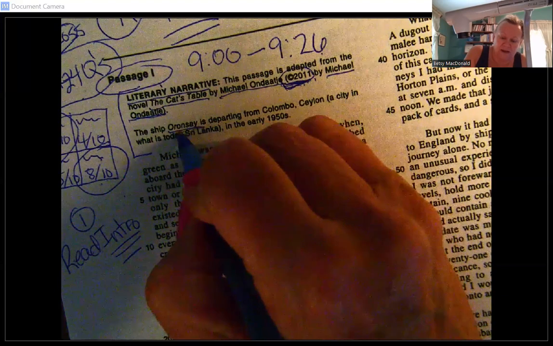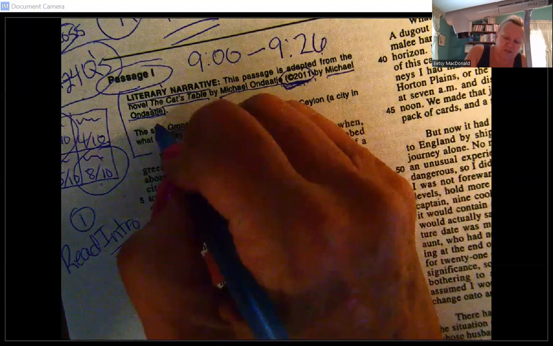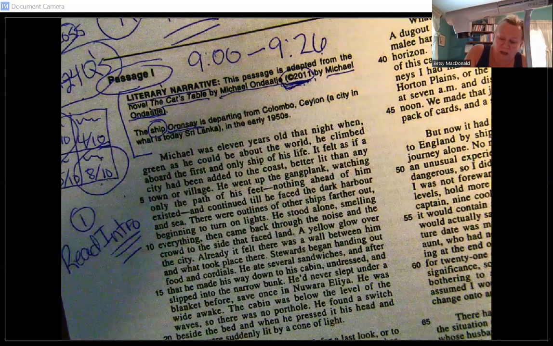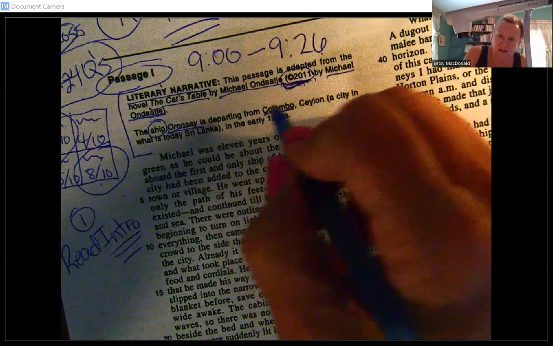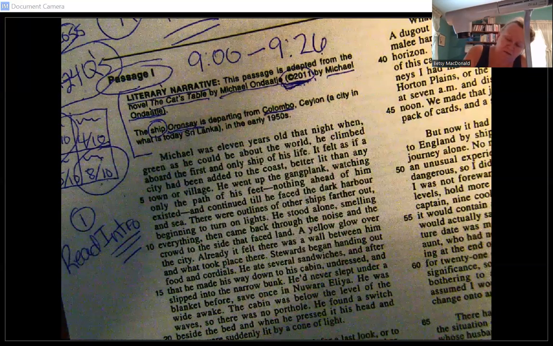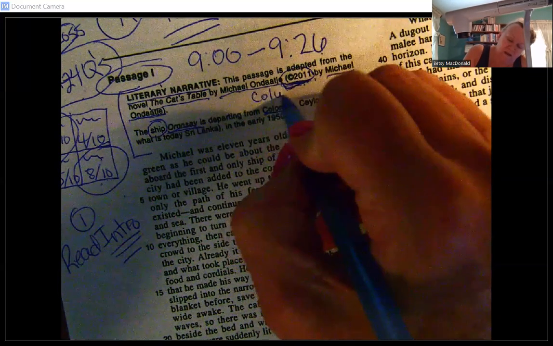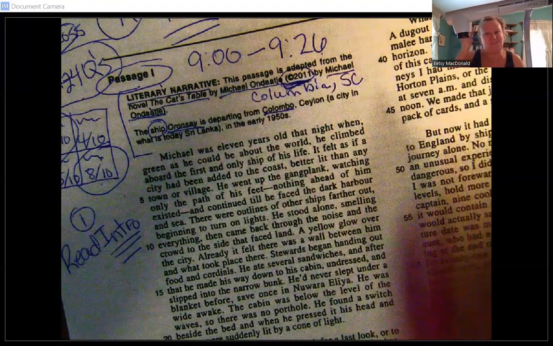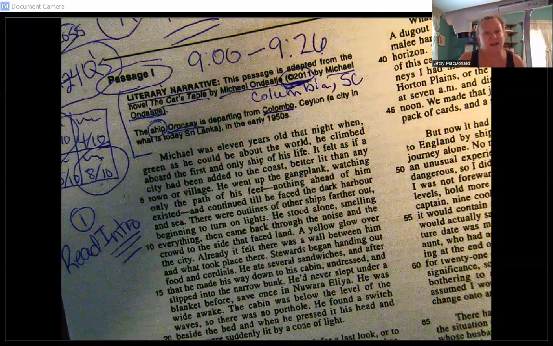The ship, the Ornsay, I don't know if I'm even saying that right, but I know it's a ship. The ship is departing from Colombia, not Columbia. I happen to be right now in Columbia, South Carolina. This is where I grew up, in Columbia, South Carolina, the capital city.